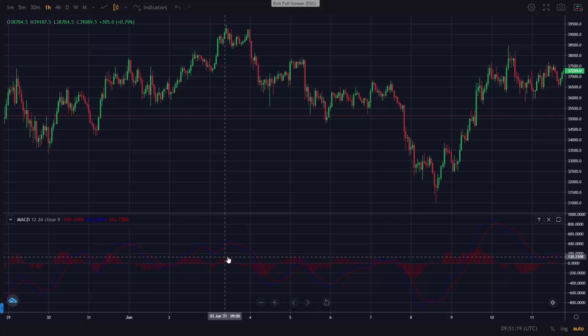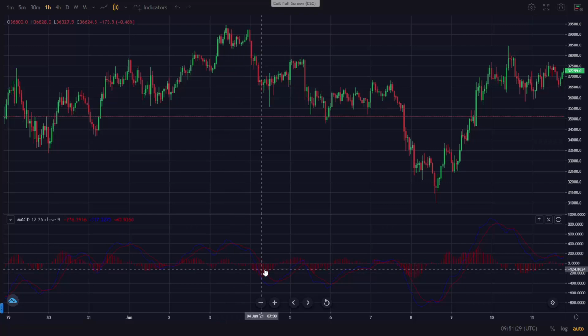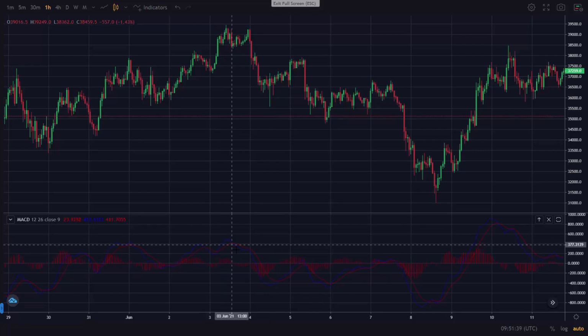The red histogram basically shows you how far above or below the MACD is from the signal line. So when it's above, the histogram is above 0, and when it's below, the histogram is below 0. But the histogram isn't really used that much for trading purposes. We will mainly focus on the MACD line and the signal line.